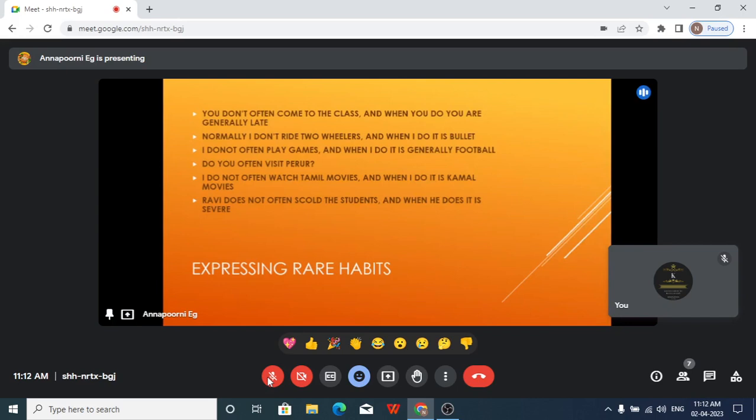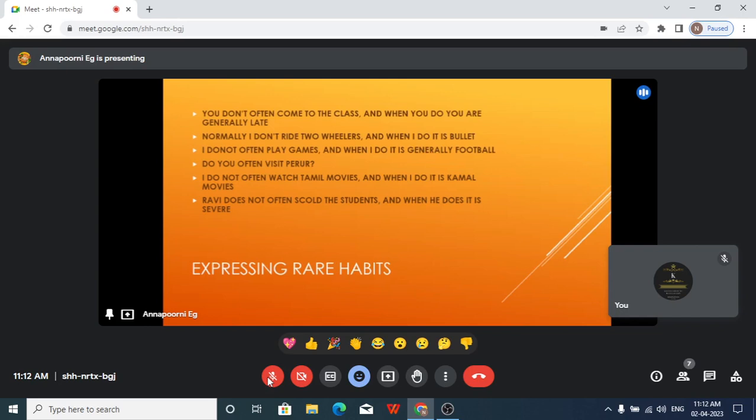Ravi does not often scold the students, and when he does, it is severe. So we sometimes say that he is a person who doesn't even get angry, but if he gets angry, then it is uncontrollable. Some people are like that. They will be really soft hearted, soft spoken, down to earth people. But some incidents in their life would completely transform their attitude, the way they think. That can create so many changes. That will be a turning point in their lives.